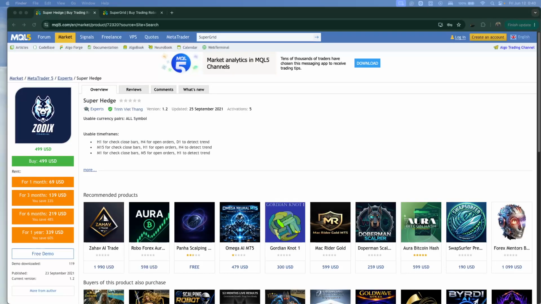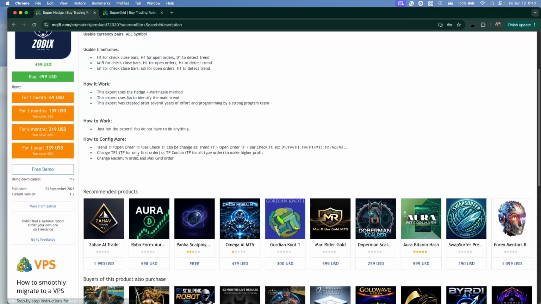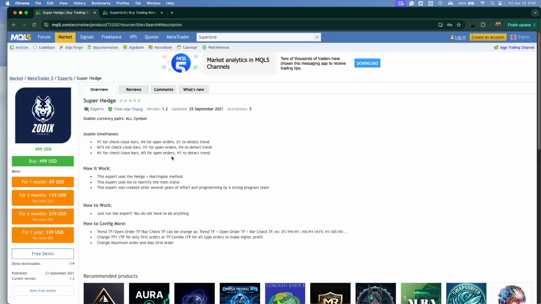In today's video we are going to be looking at the Super Hedge expert advisor for MetaTrader 5, and this one is a hedge and martingale system for XAUUSD and all symbols that promises flexible recovery with MA trend filtering. We'll break everything down in this video to ensure you get the full picture, so ensure you watch to the end.